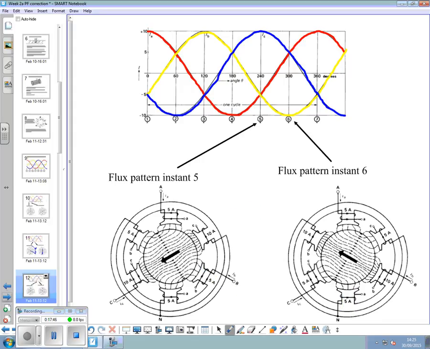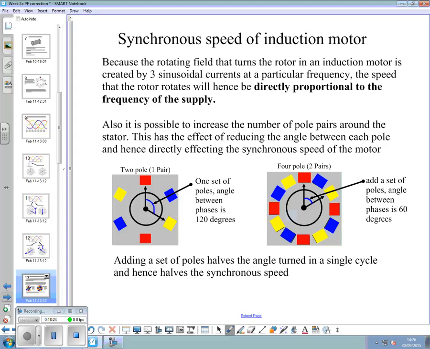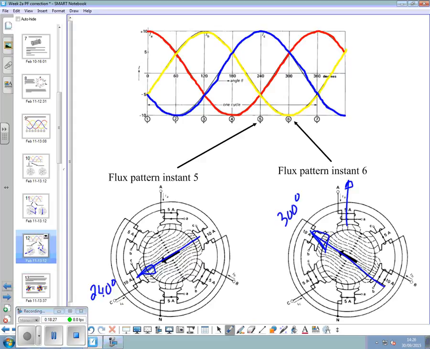And lastly, position 5 and 6. Position 5, we're in that direction. We've moved through 240 degrees. And then here, position 6, we've moved a total of 300 degrees. And then the last position at 360 would have us back up the top here. I can't remember if I put that one on. No, I haven't. But we'd be back pointing where we were.